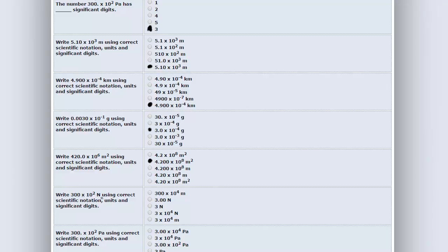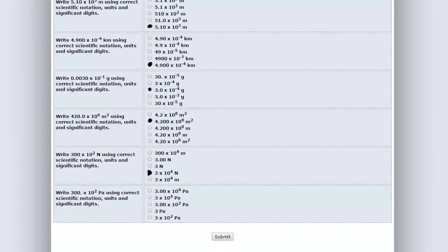300 times 10 to the 2nd newtons. Again, we only have one significant digit here. My answer can only have one significant digit. Times 10 to the 2, I bring that over, 3 times 10 to the 4 newtons. I see I tried to get it a little tricky there and put different units here to see if you made sure that you were watching. So 3 times 10 to the 4th newtons.